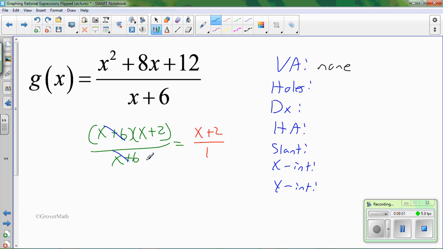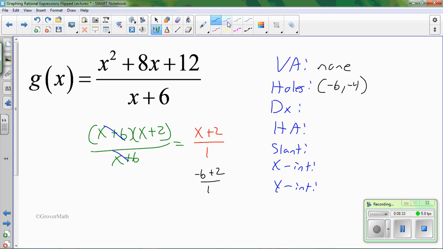Holes come from factors crossed out. Now we do have a hole. We have a hole at negative 6, because negative 6 would make x plus 6 equal 0. And we find the y value of that by plugging negative 6 in for x into our reduced form, negative 6 plus 2 over 1. The over 1 is not really necessary, I'm just keeping it a fraction, but you don't have to do that if it's over 1. So negative 6 plus 2 is negative 4.